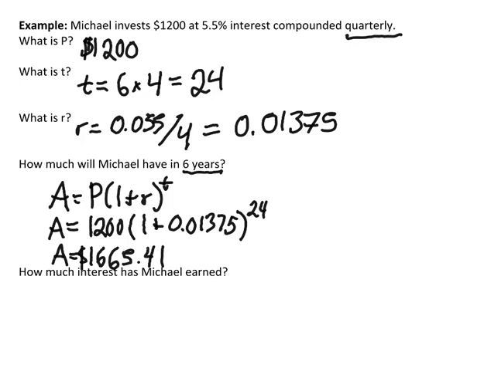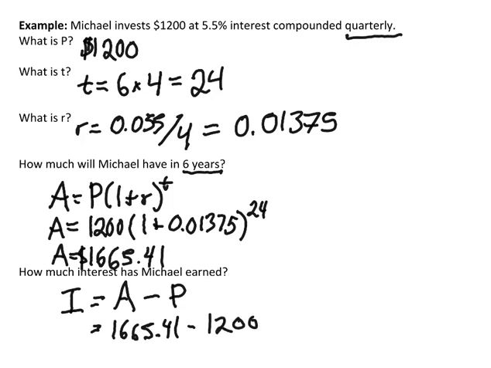So how much interest did Michael earn over that time? To find out the amount of interest, all you have to do is take the amount that you have at the end and subtract off how much Michael initially put in. So Michael initially put in $1,200. He ended up with $1,665. So how much interest did he earn? Well, it was actually just the difference between those two values. So you're just going to take the 1,665.41 minus 1,200, how much Michael initially put in, and that gives you $465.41 that Michael earned in interest through this.